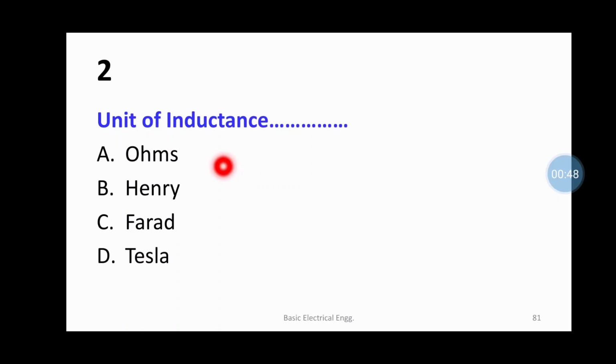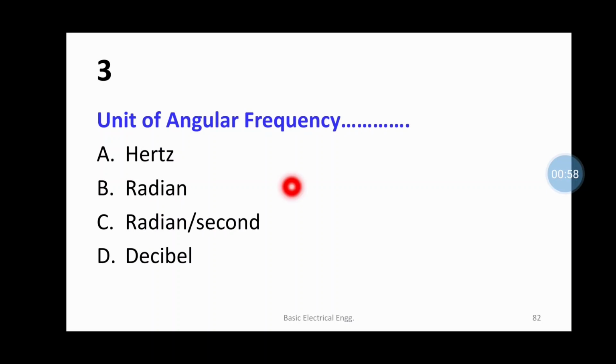Next question, unit of inductance. You know the importance of inductor. Yes, the unit of inductance will be expressed as Henry. Okay, you can go for option B. Moving on to the third question, the unit of angular frequency. You know angular frequency omega is given by 2 pi f, where small letter f is known as supply frequency. The unit of angular frequency is expressed in terms of radian per second. Go ahead with option C.